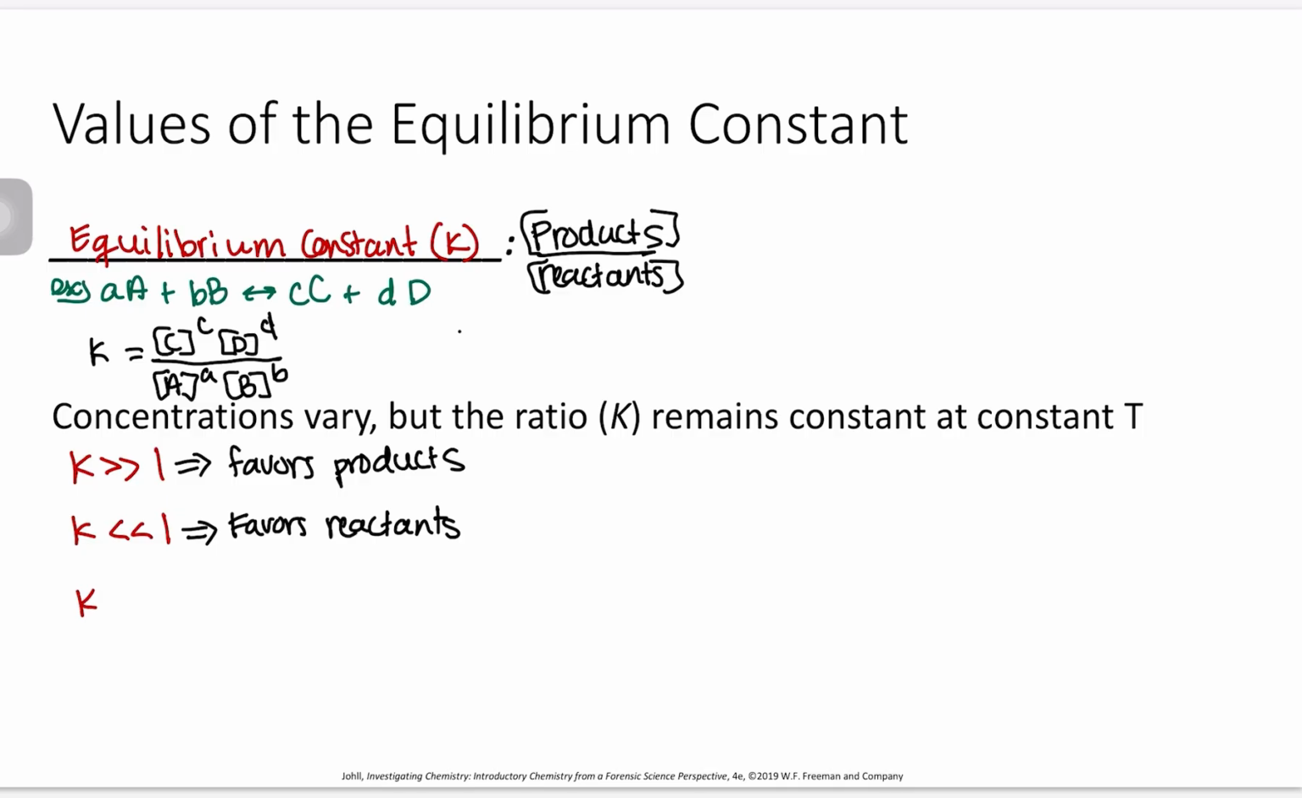When K is equal to around 1, then that's when we have a dynamic equilibrium. And we say that when K is about equal to 1, we have a dynamic equilibrium, but really it's when K is greater than anything times 10 to the negative 3 and less than anything times 10 to the 3. That's generally when we're going to have a dynamic equilibrium.